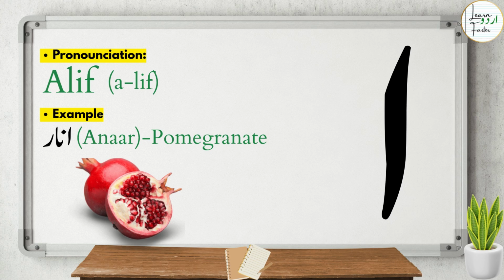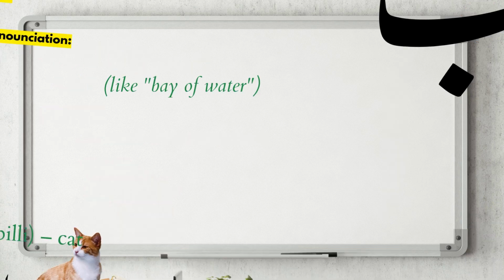I have added an example word along with a picture for each Urdu alphabet that super helps you to understand and remember. Like Alif example word is anar. Anar basically starts with Alif, and in English it's called pomegranate. Sounds good? Let's move to the next alphabet.